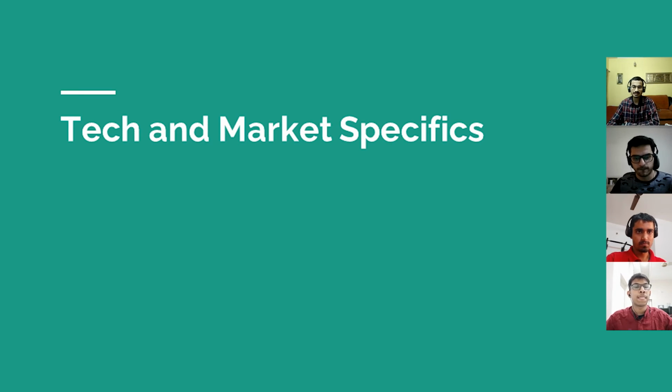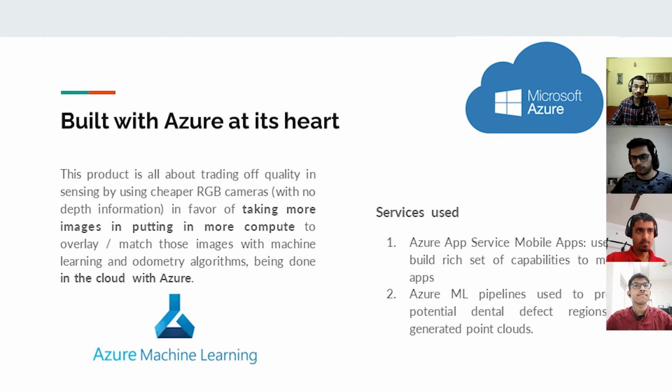Now let us look at the tech and market specifics. We thank Azure for providing free credits to us so that we can build our solutions reliably. We will click several RGB images and then stitch them together using Azure Cloud ML pipelines. We will also use Azure Mobile App Services to provide rich backend processing functionality to our mobile app users.